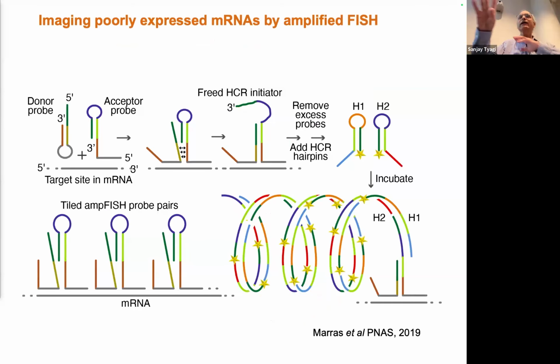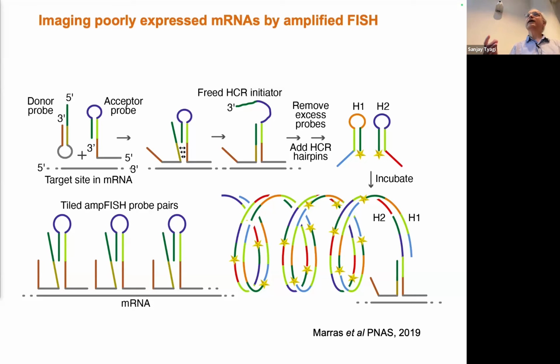At this point, I would like to show quickly that there were many RNAs that were not cytokines, that were expressed poorly. To detect those RNAs, we had to do something more sophisticated than single molecule FISH. And what we did was we used ampFISH, amplified FISH.